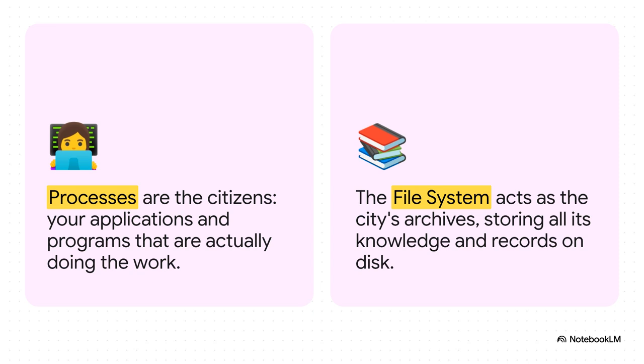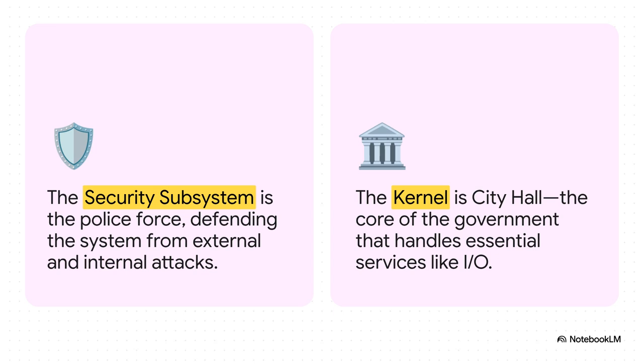And where do they keep all their stuff? All the city's records, books, and data? That's all stored in the file system, which is basically the city's massive public library and archives. Now, you can't have a city without some law and order, right? That's where the security system comes in. It's the city's police force. It enforces all the rules and permissions, making sure one citizen can't just barge into another's house.